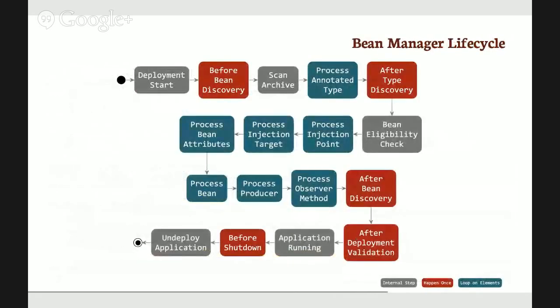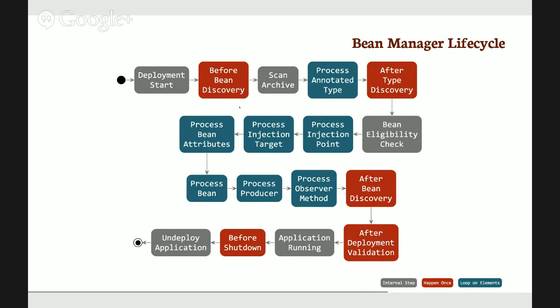So here is your bean manager lifecycle. In this schema, all the gray boxes are internal steps that you cannot hook into, but it's interesting to see them to understand what happens. The red boxes are steps happening once. The blue boxes are the steps that happen more than once, and they are looping on different events. So let's check this lifecycle.